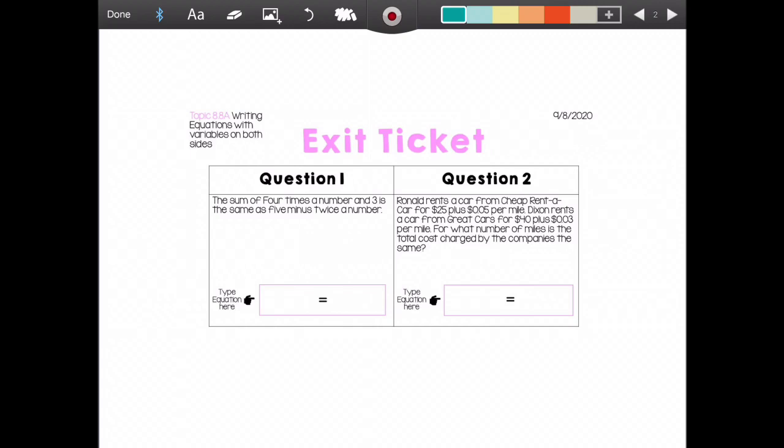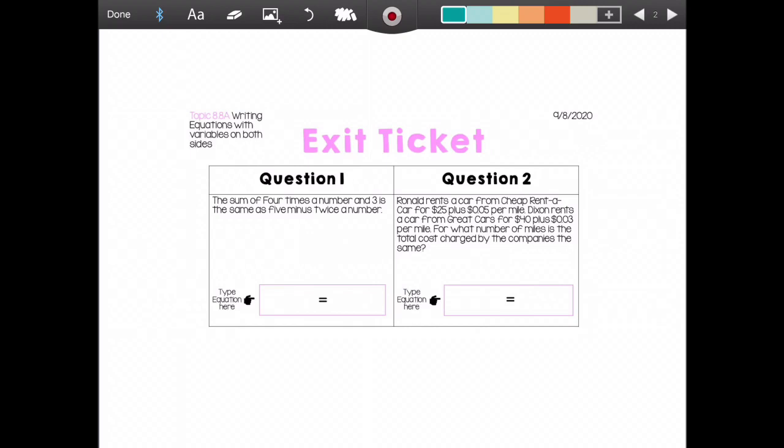So, question number 1, it says the sum of 4 times a number and 3 is the same as 5 minus twice a number. So first things first, guys, remember we are writing equations. So there is a left side and a right side to an equation, and we have to describe or to translate these words into mathematical terms to describe the scenario.